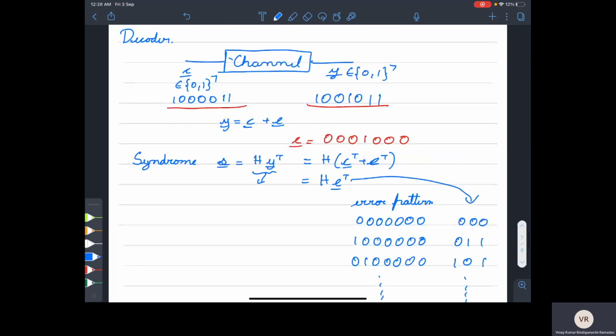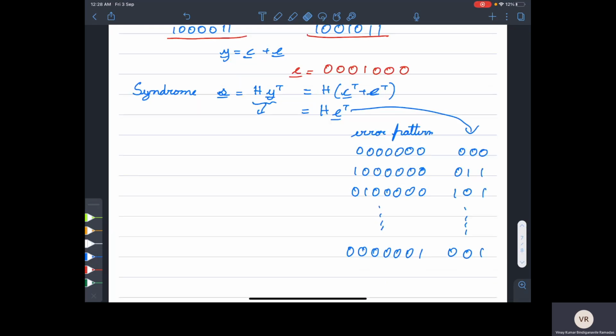Okay. So once you receive a particular vector y, you can compute the syndrome. So let's do an example to understand this better. Suppose your y is 1 0 1 0 0 1 1. The syndrome that you obtain is 3110. All right.